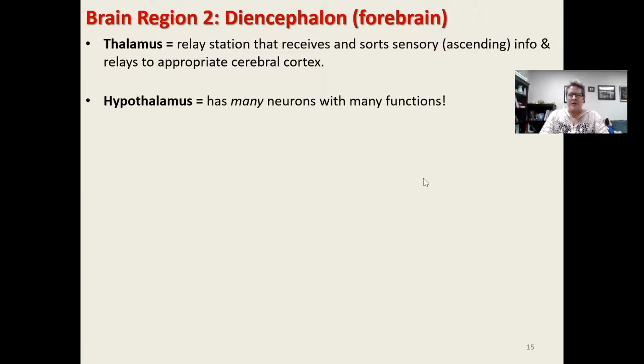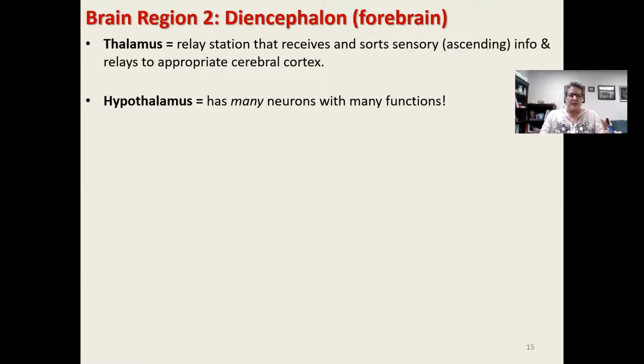So I'm not going to talk much about the thalamus, and I have a few slides at the end of this lecture to explain what it's doing. But really, I want you to think of the thalamus as a relay station or a post office. In a post office, mail is coming in from all different parts of the country, and at that post office, that information gets sorted and then sent out where it needs to go.